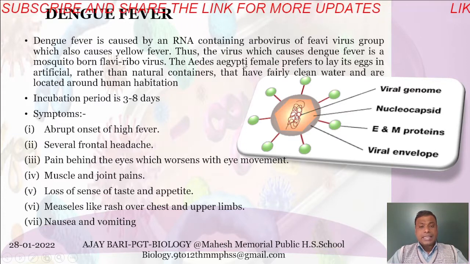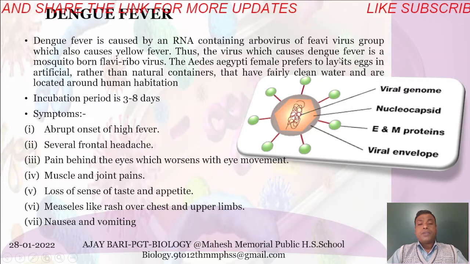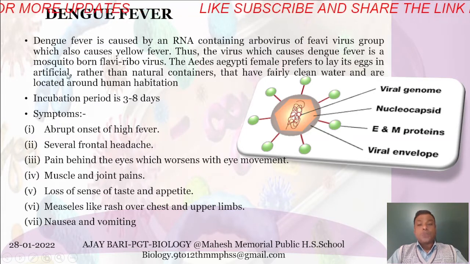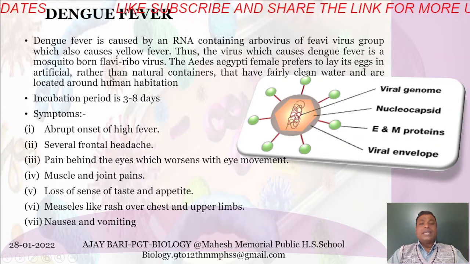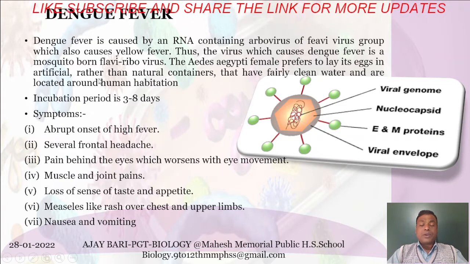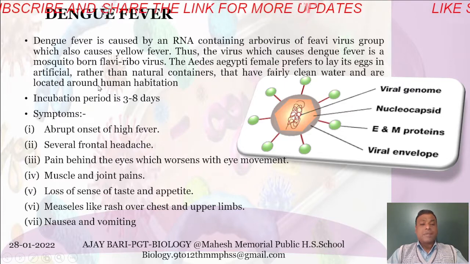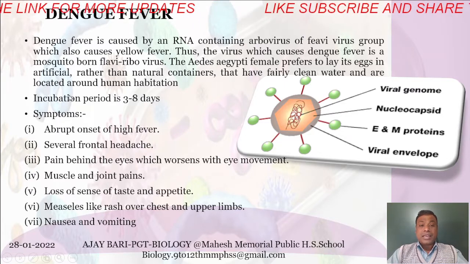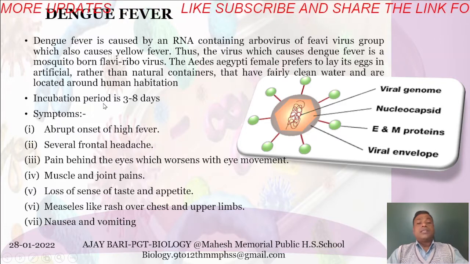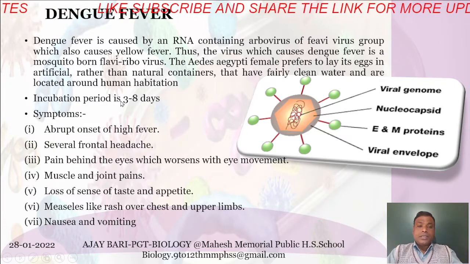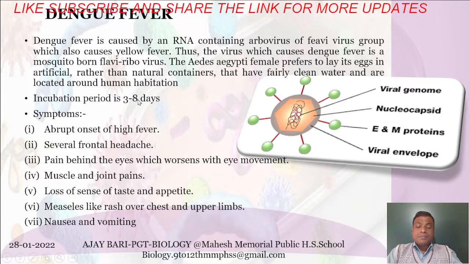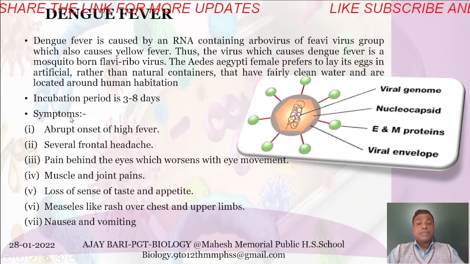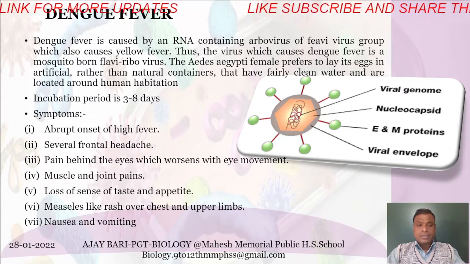The female Aedes aegypti prefers to lay its eggs in artificial containers. It needs clear water, and of course clear water can be found easily in human habitats. So they lay eggs there, and the incubation period, meaning the disease-causing period, is 3 to 8 days. During these days, the body will show some symptoms if we are infected.